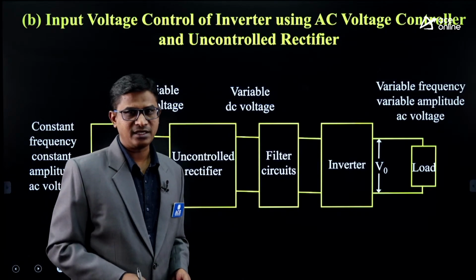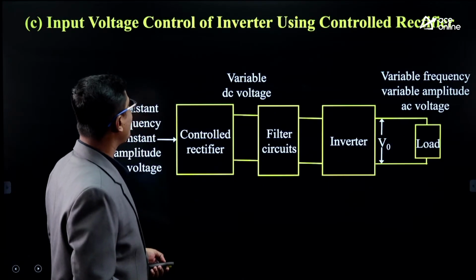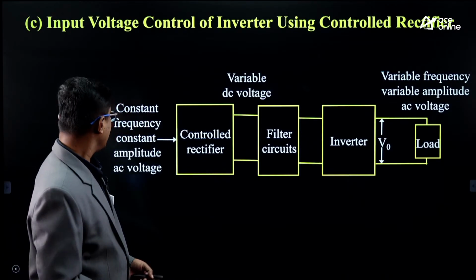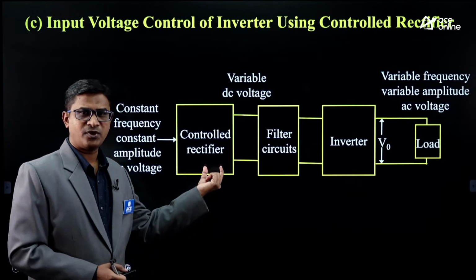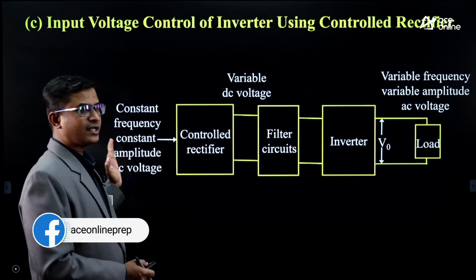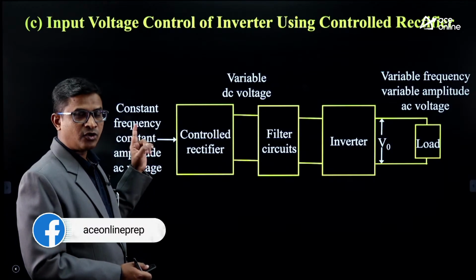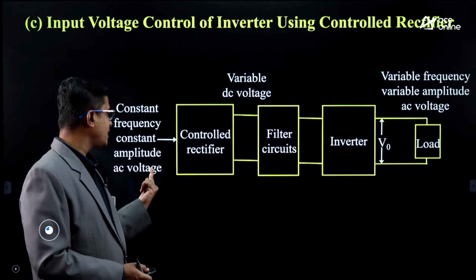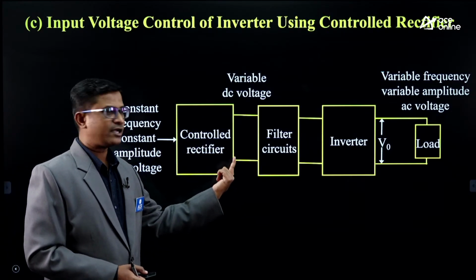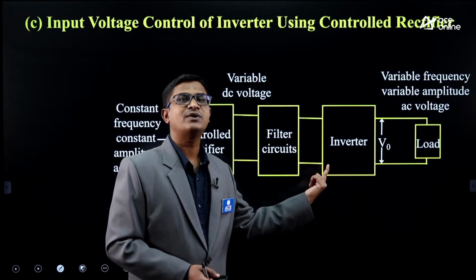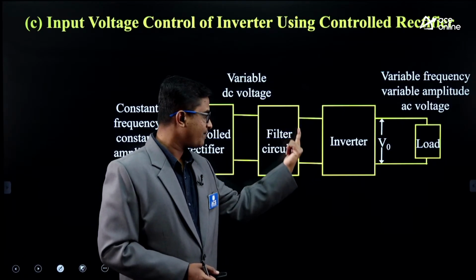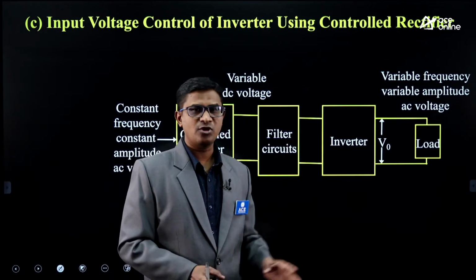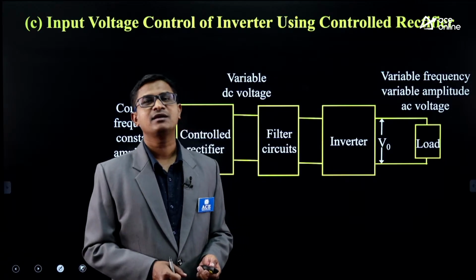Yes or no? Right? Next, input voltage control of inverter using controlled rectifier. Yes, this is one way. So here we are using a controlled rectifier. The input to the controlled rectifier is a fixed AC. A controlled rectifier is nothing but your thyristor based rectifier. Those convert fixed AC to variable DC. That variable DC is given as an input to the inverter circuitry, right? So if I am giving the variable DC input to the inverter, definitely my output will get controlled. The output of the inverter will get controlled.